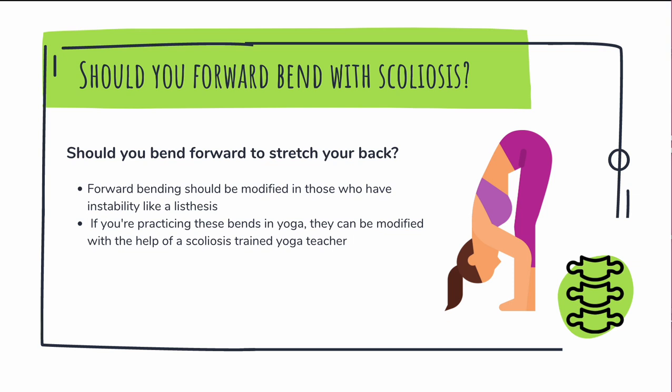Now, if you're practicing these bends in yoga, you could also work with a scoliosis-trained yoga teacher to teach you some other ways to forward bend without rounding from your back. If you're able to keep your back in a straight position and hinge mainly from your hips, you can still get some good stretch of your hamstrings without putting as much strain through your curve.